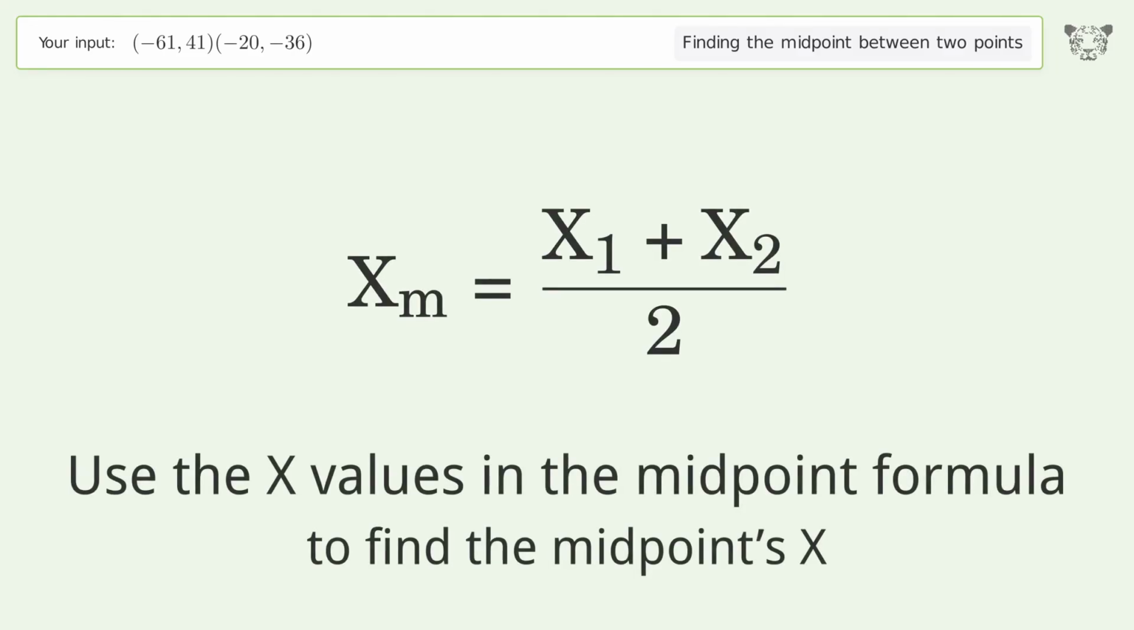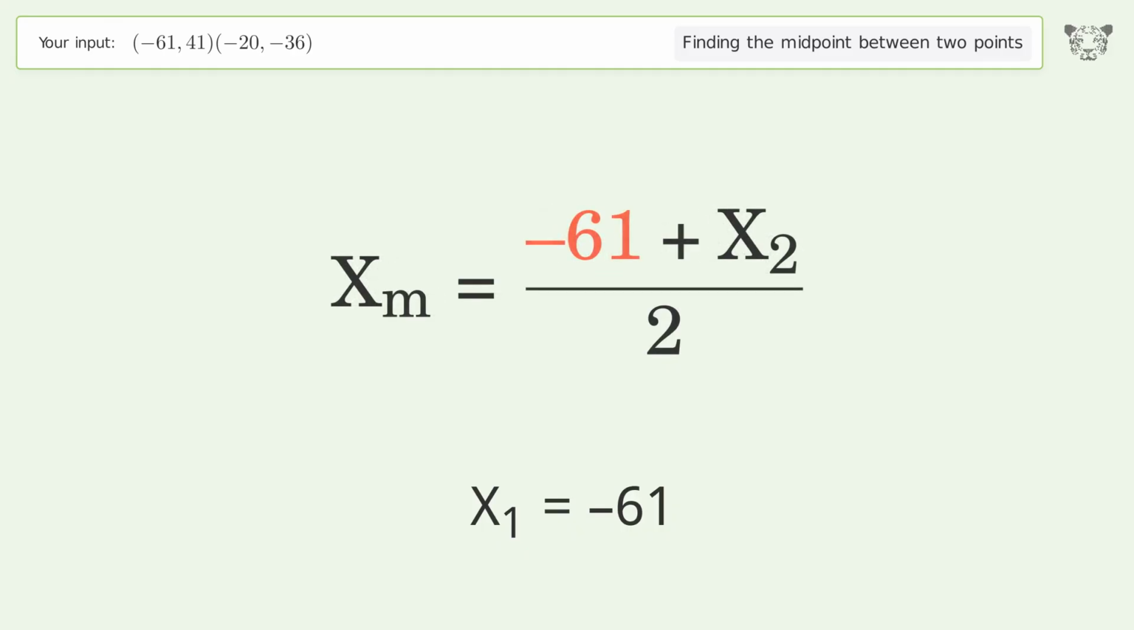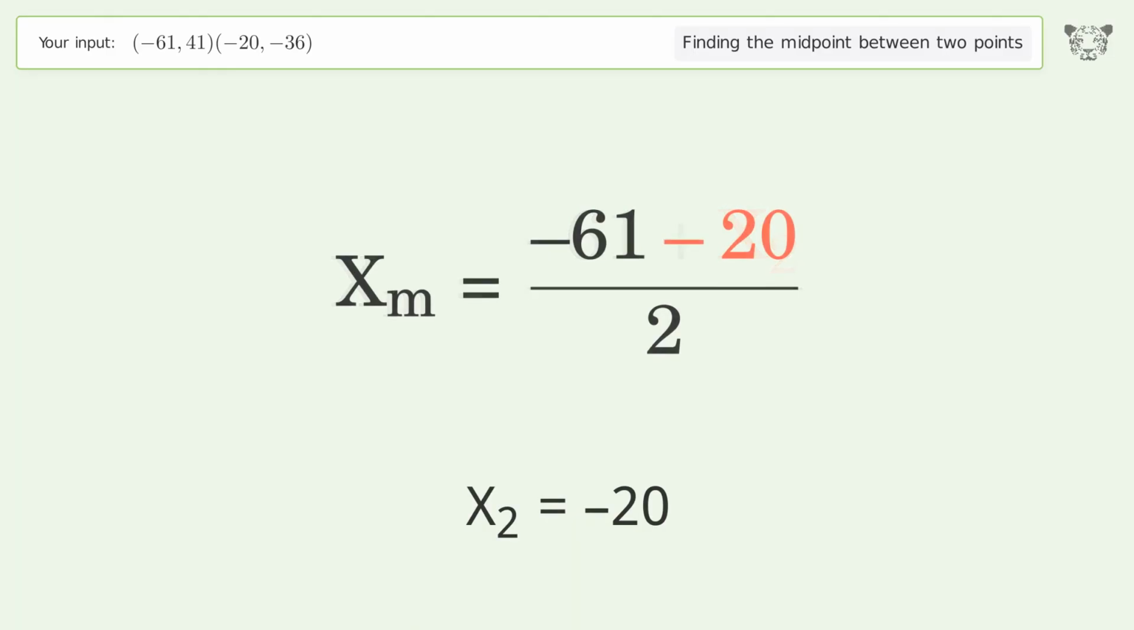Use the x values in the midpoint formula to find the midpoint's x. x1 equals negative 61. x2 equals negative 20. Simplify the arithmetic.